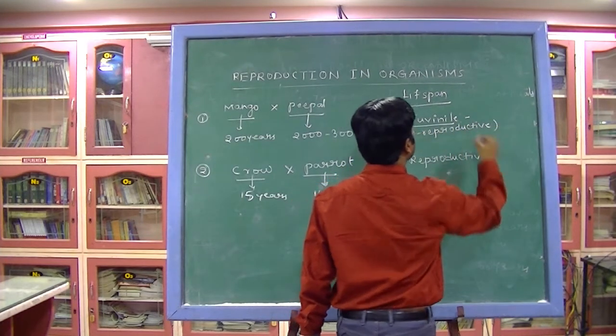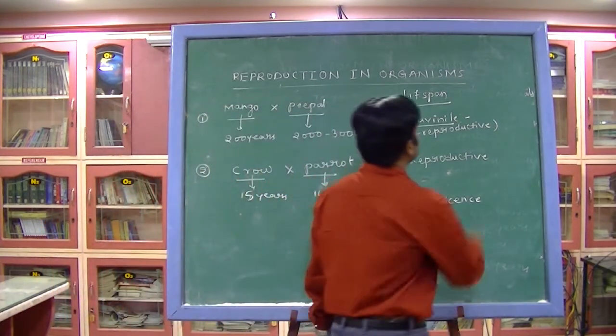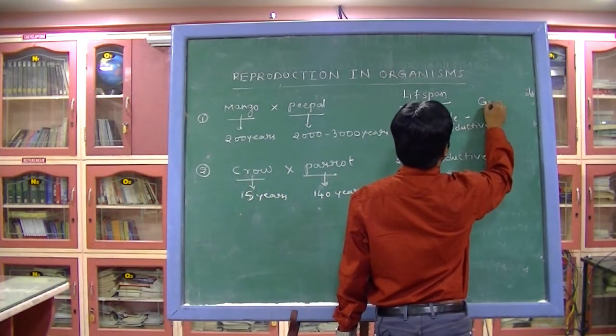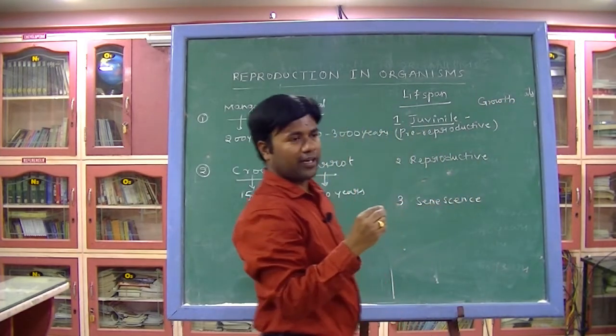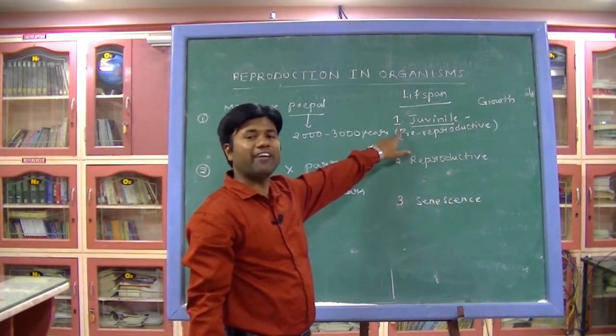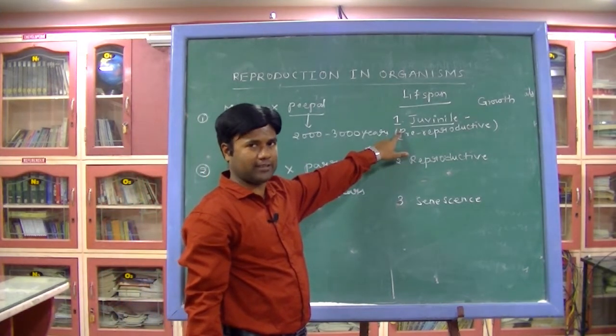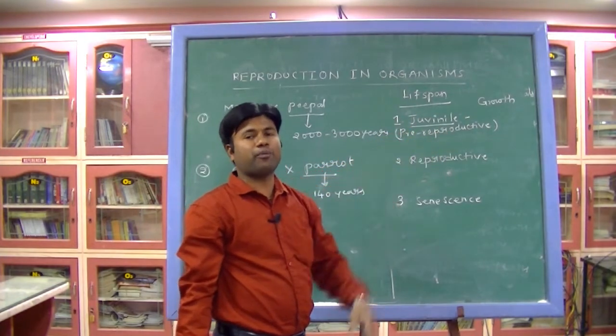What do you call them? It is called the pre-reproductive stage. In the juvenile stage, what will take place? Growth of the organism will take place. At the end of the juvenile stage, the plant will develop reproductively. At the end of the juvenile stage, the plants enter into the reproductive stage.